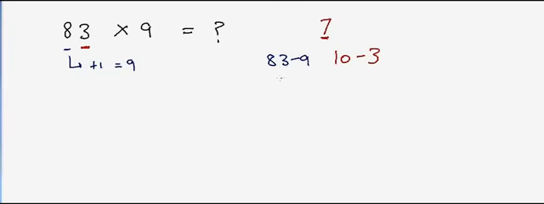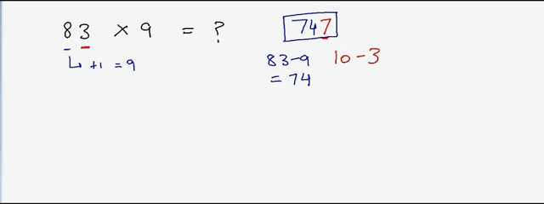Now I'll take the first digit. So the first digit is 8. I will take the increment of 8. So 8 plus 1 is equal to 9. And then I'll subtract 9 from 83. So 83 minus 9 is equal to 74. So the answer will be 747. So this is our answer.